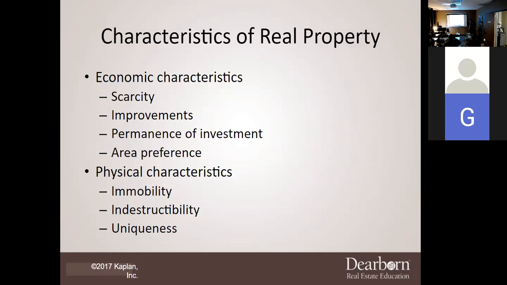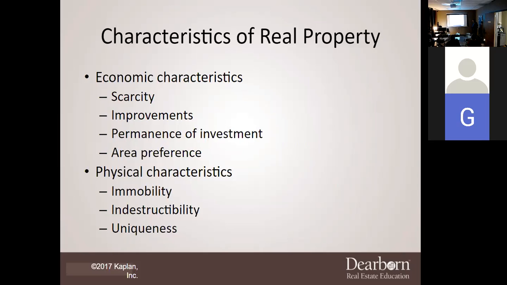But let's get back here. So, characteristics of real property. These are the things that make real property valuable. That's why we talk here about the economic characteristics. What exactly makes this item valuable? The key things we're going to be discussing are, basically, number one, scarcity: there's a very limited amount of property.